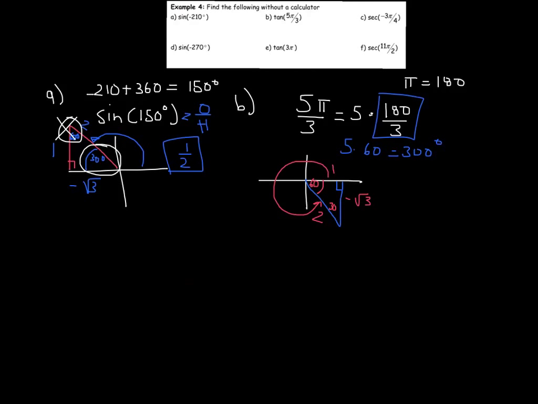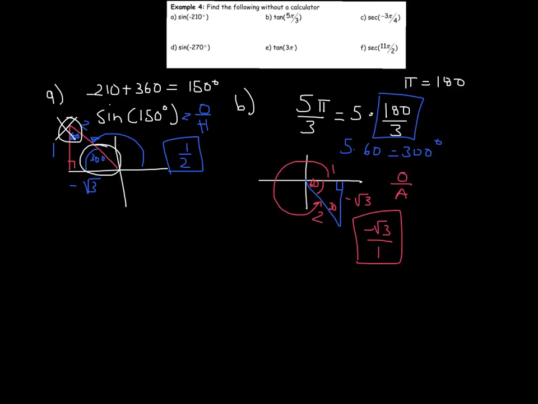And so what are they asking us for? Tangent. So tangent is opposite over adjacent. So opposite is going to be negative root 3, and adjacent is 1. So there's your answer for letter B.